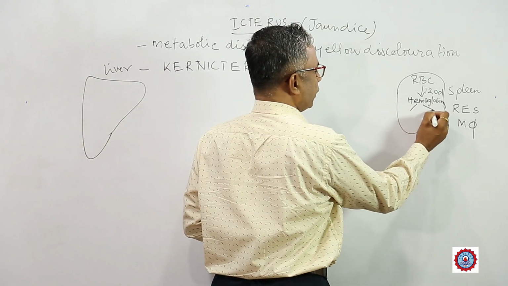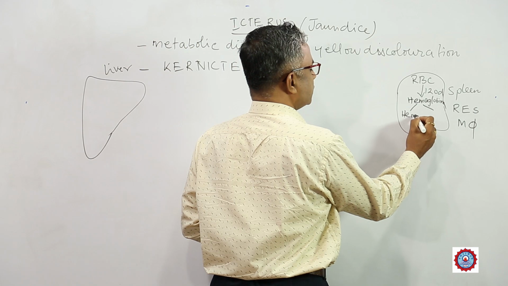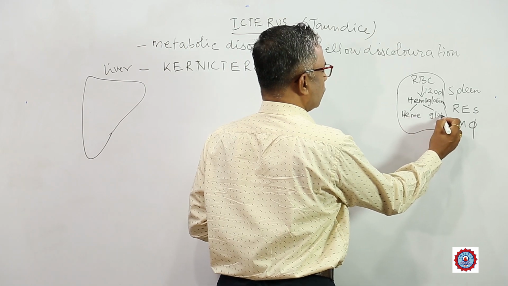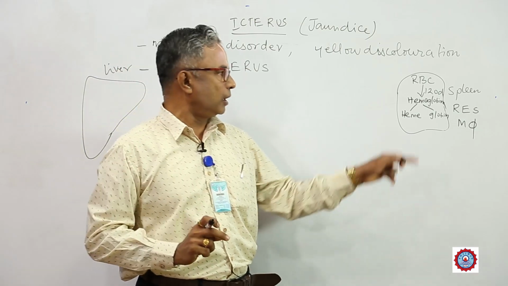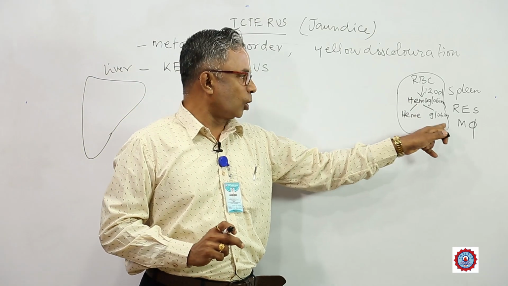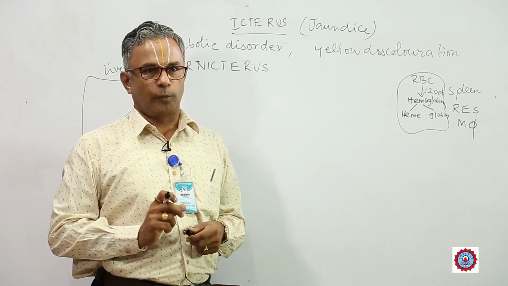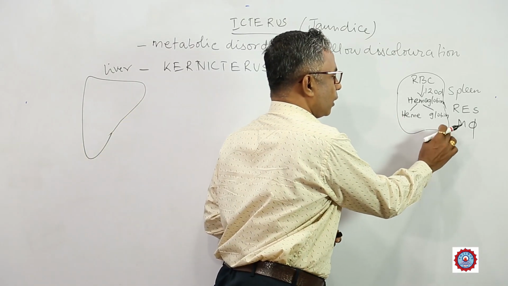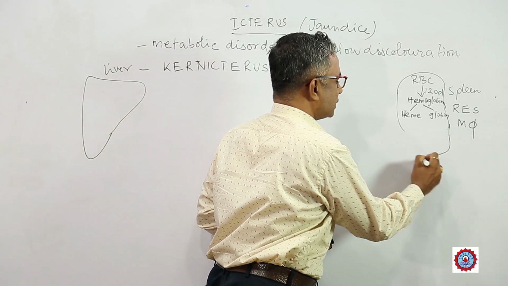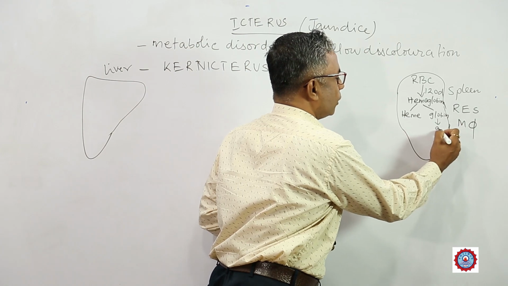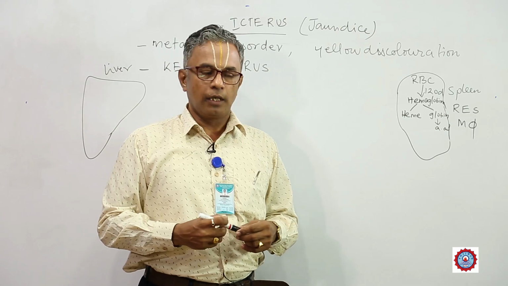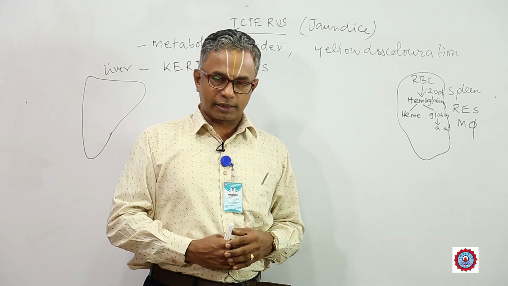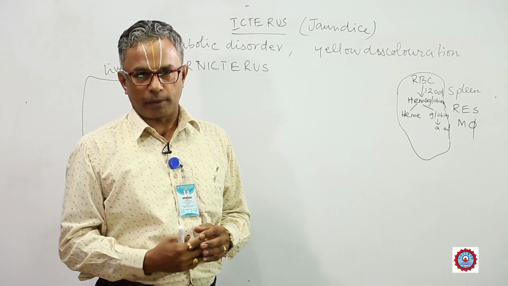Hemoglobin will be broken down into two parts, one called heme, another called globin. Heme is the non-protein part of the hemoglobin and globin is the protein part. Globin will be broken down to amino acids. These amino acids will be used by the body for the synthesis of new proteins in different parts.